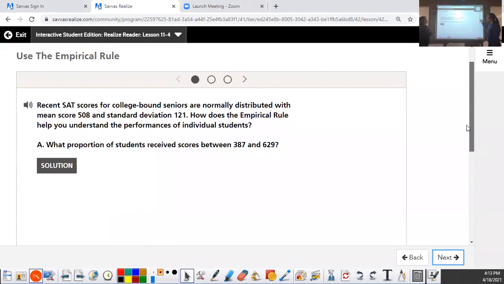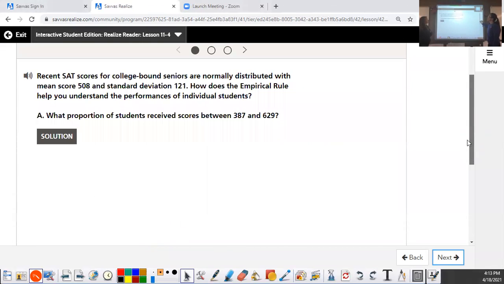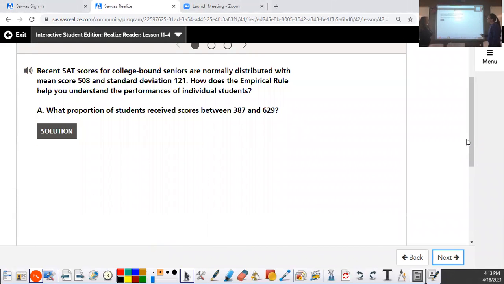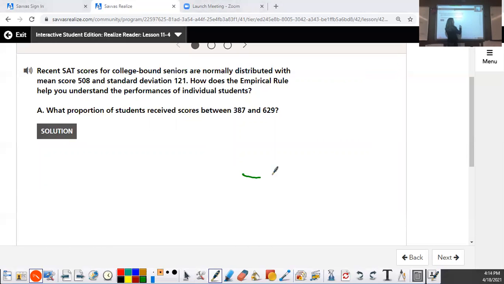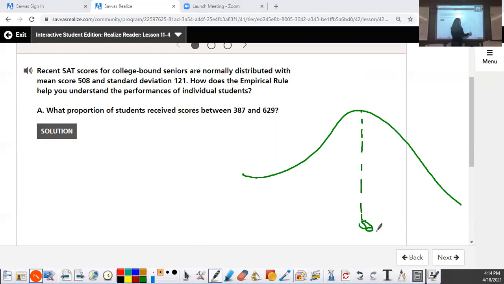So in this, we're going to use the empirical rule a little more. We probably previewed a little bit on that one. Recent SAT scores for college-bound seniors are very commonly normally distributed with a mean score of 508 and a standard deviation of 121. It said normal, so I'm drawing a normal curve. It said the mean is 508.